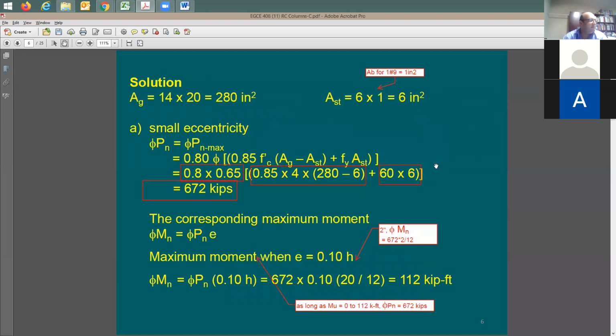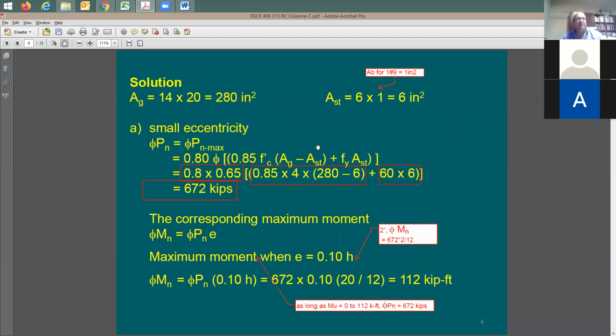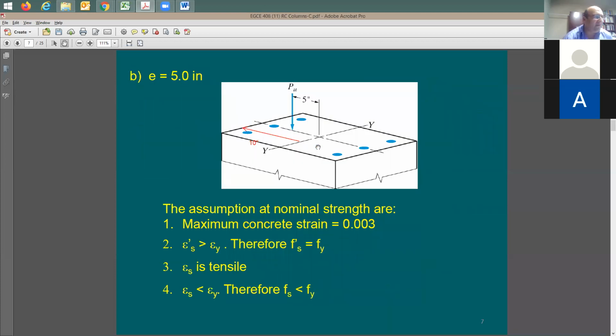So I said, okay. Now let's consider here that e is going to be equal to 5 inches. Now, how can I solve this problem? What is the information available and what is it that I need to work on?